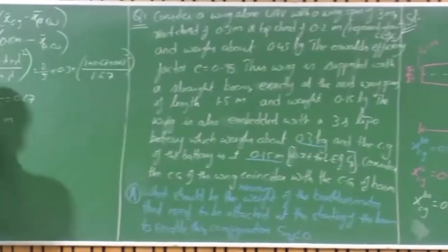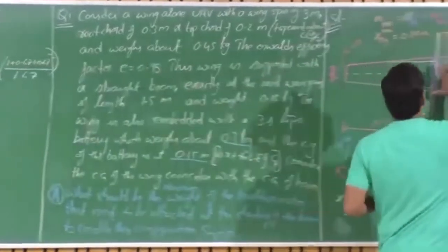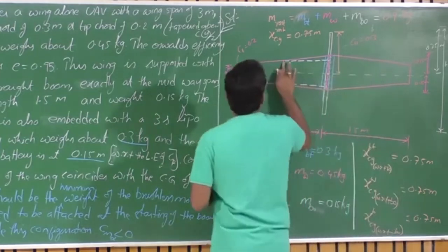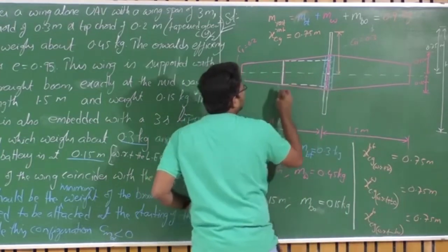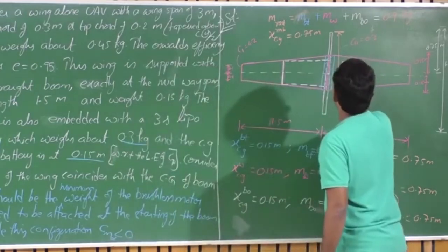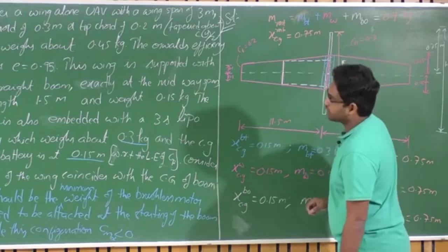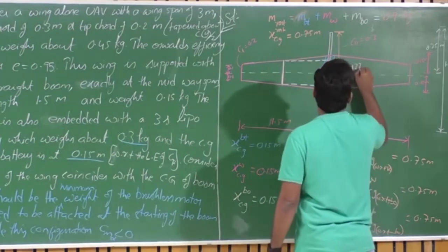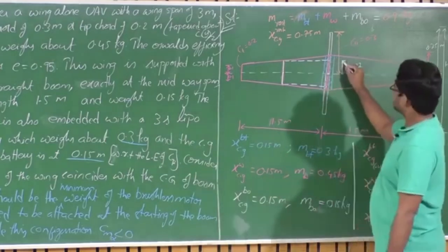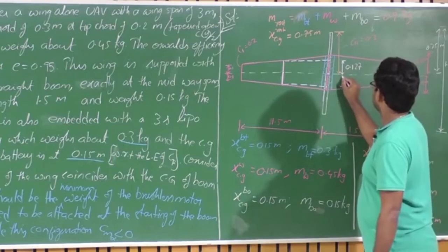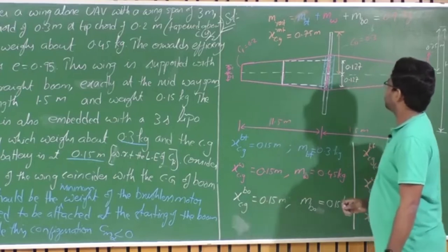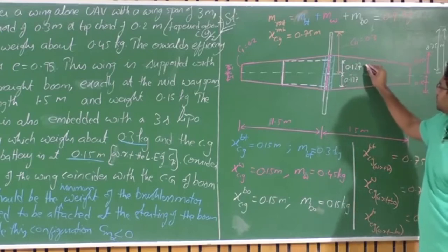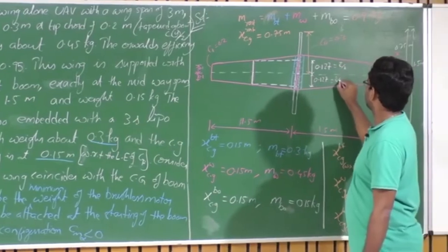So 0.254 is the total C bar. If I project the mean aerodynamic chord onto the root chord, half of 0.254 is 0.127, which is 12.7 centimeters. Above the taper axis it is 12.7, and below the taper axis it is 12.7 centimeters, which is 0.127 meters. So this is my C bar by 2, and this is also C bar by 2.